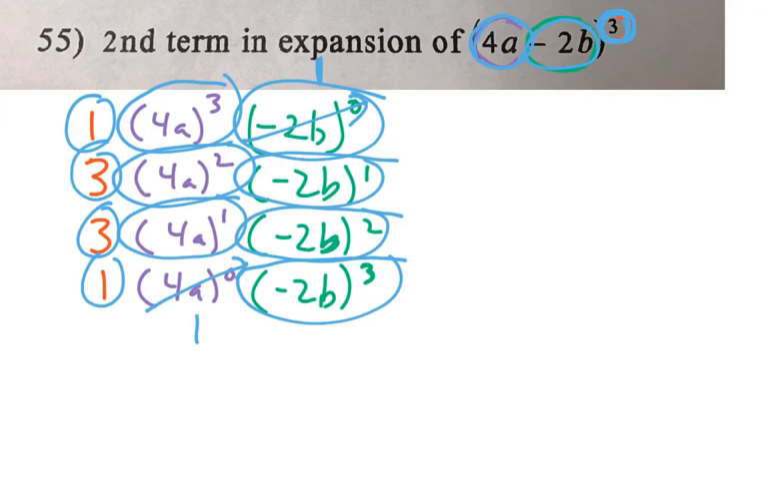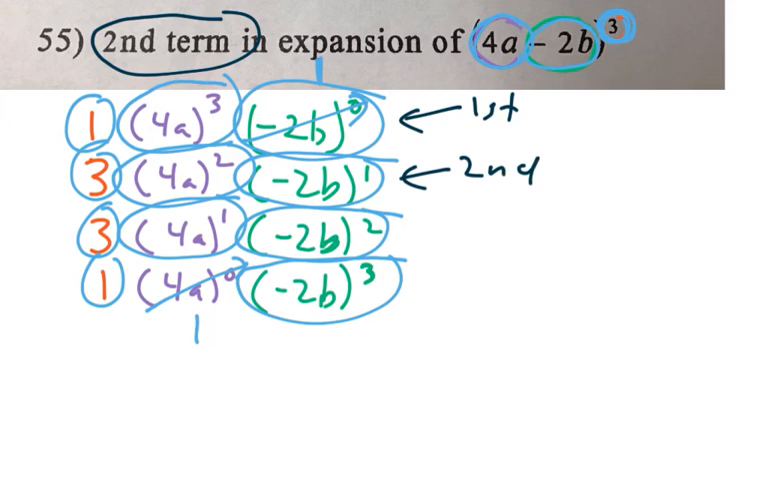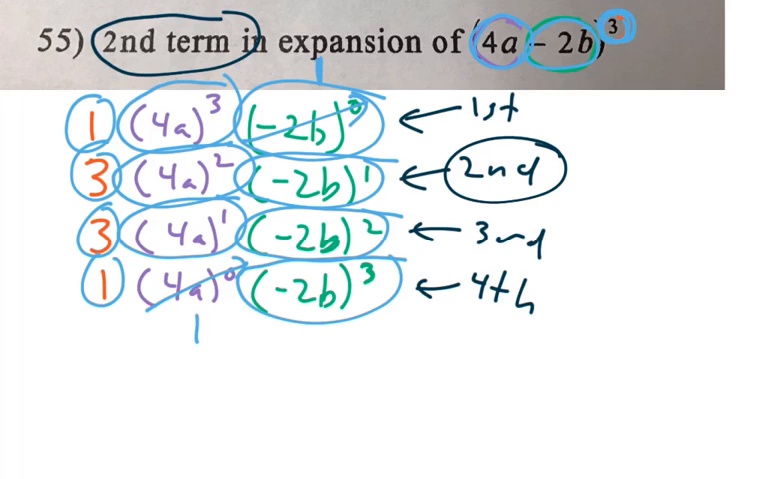Finally, what was the question? They wanted the second term. This would be my first. This is the second they want. This would have been my third term. This would have been my fourth term. But they wanted the second term.